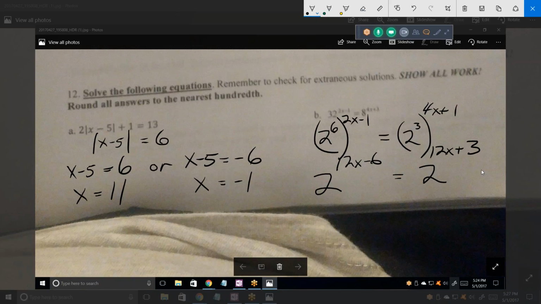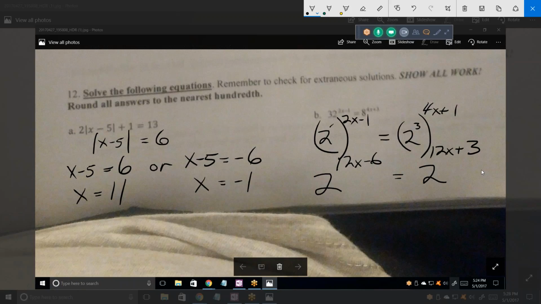First of all, do you see the problem? The way I did it, now I'm going to equate the exponents. The 12x's are going to cancel, and I'm going to have minus 6 equals 3, which would suggest there is no solution. And when you get an answer like that, my first instinct is I made a math error somewhere. So I go back, and did I represent 32 properly? Well, no, I didn't. It's not 2 to the 6th, it's 2 to the 5th.